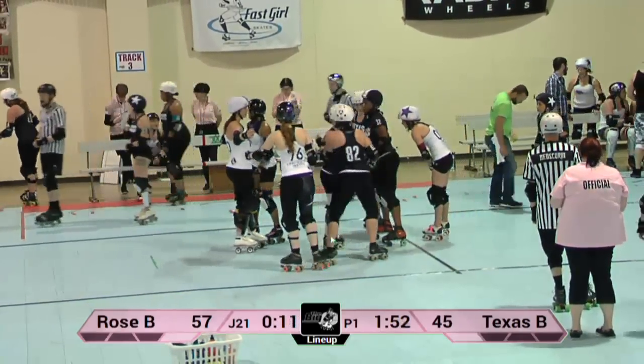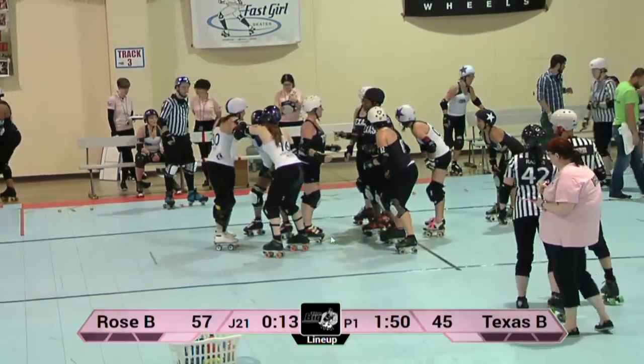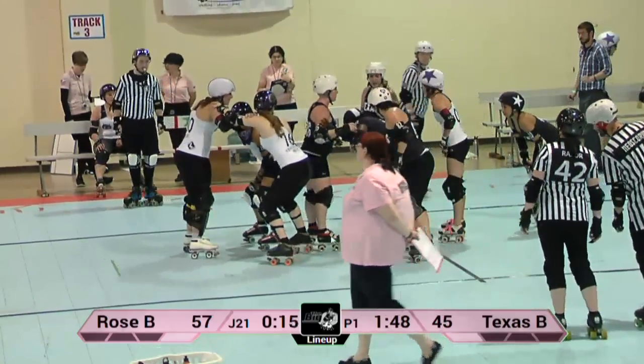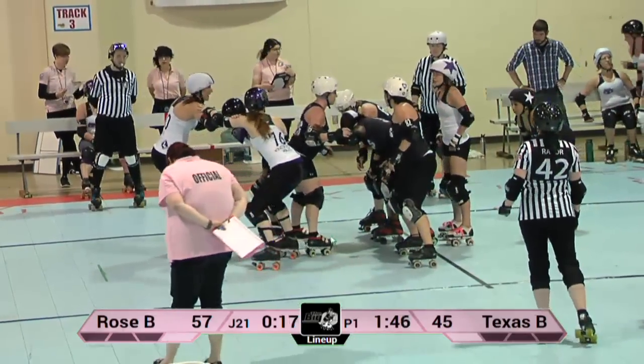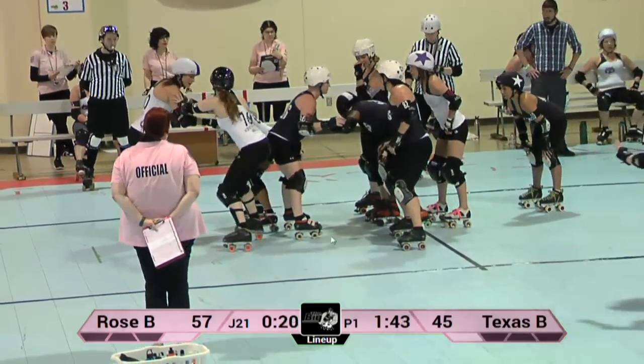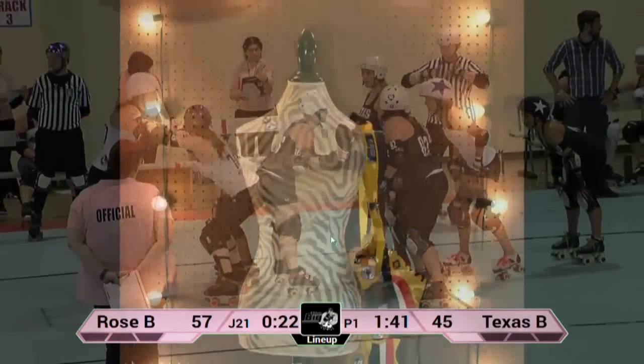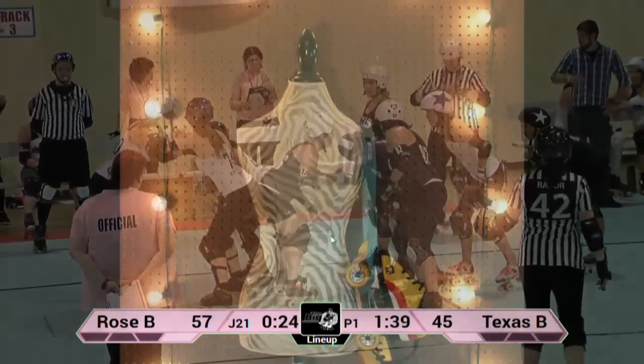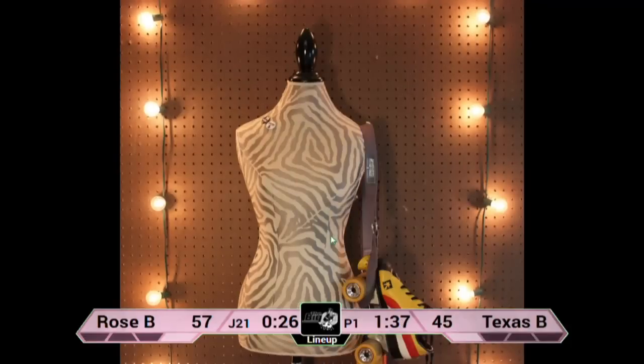And Lodge coming around again, going into the pack to pick up some points. He gets knocked out by Lane County, and the jam comes to its natural conclusion once again. So it's a 10-point jam for the Murder, 12-point jam for Concussion. Right now the score is 23-12.